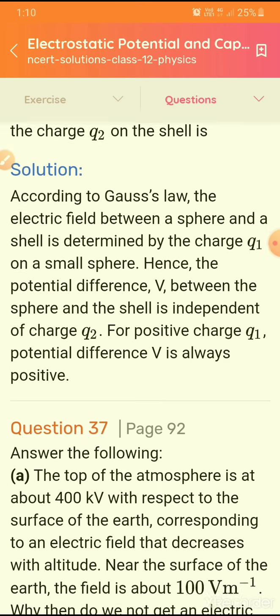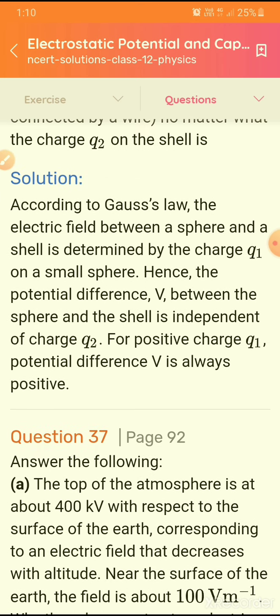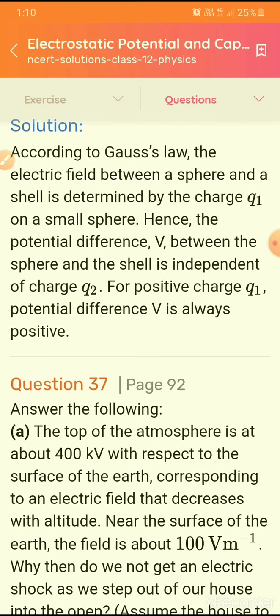So this is about the 36th question. According to Gauss's law, the electric field between a sphere and a shell is determined by the charge Q1 on the small sphere. The potential difference V between the sphere and the shell is independent of the charge Q2. For positive Q1, the potential difference V will also be positive.